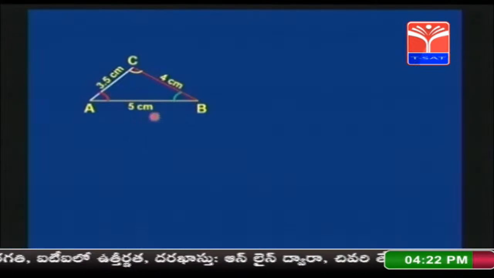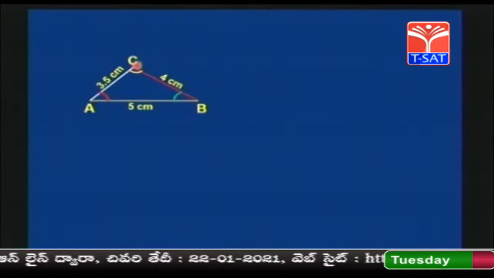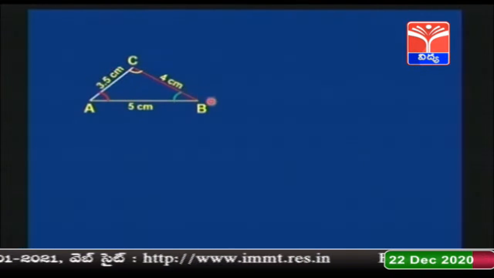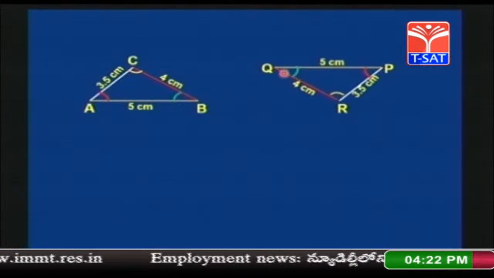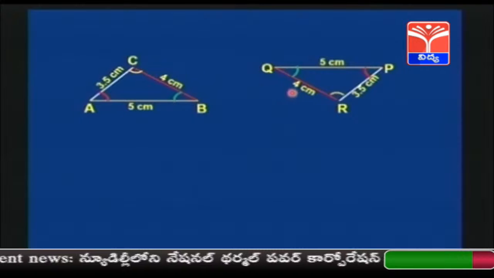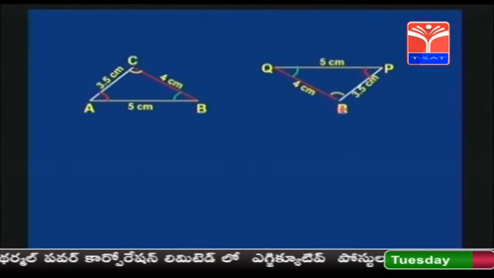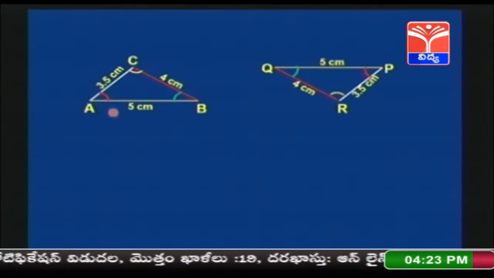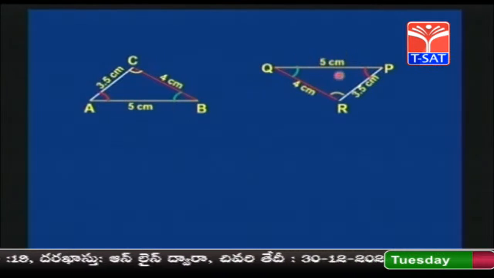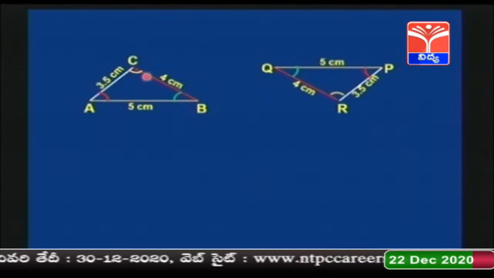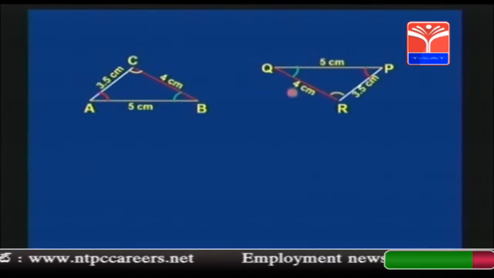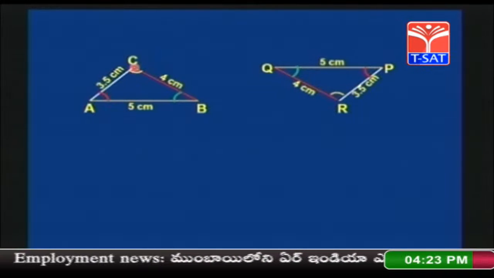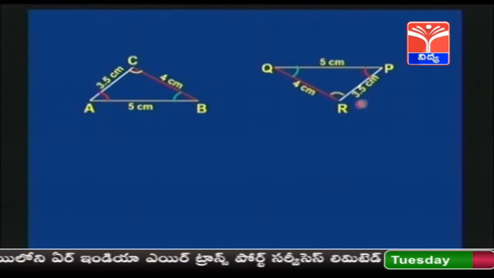Now let us discuss some problems from the textbook. Here the triangle ABC, AB is 5 cm in length, BC 4 cm, CA 3.5 cm. Now the second triangle, triangle PQR, PQ 5 cm, QR 4 cm and RP 3.5 cm. Now students, identify the corresponding sides. Here AB is 5 cm, its corresponding side is PQ because it is also 5 cm. Next BC is 4 cm, its corresponding side is QR because it is also 4 cm. Now CA is 3.5 cm and here RP is 3.5 cm.